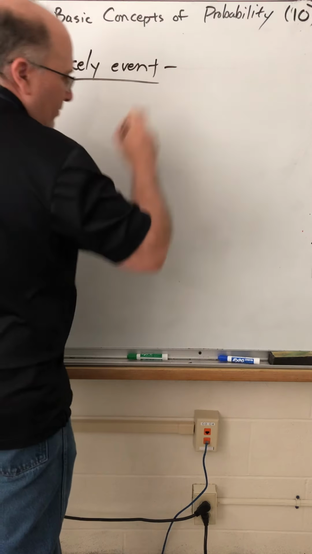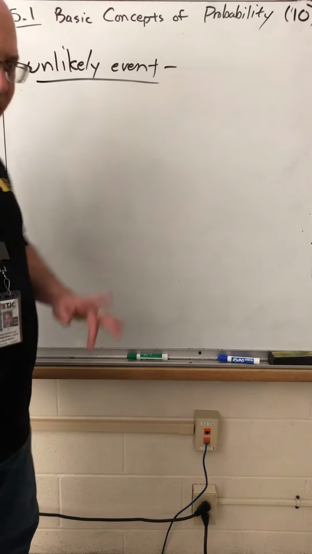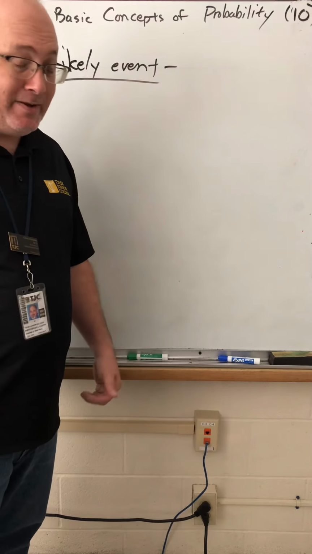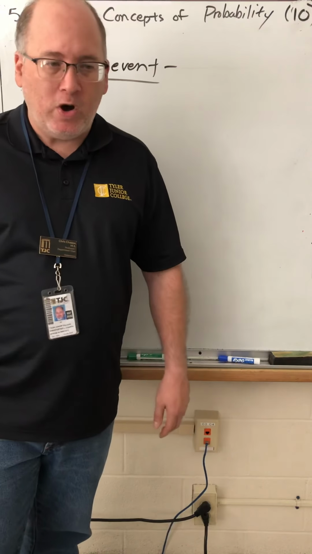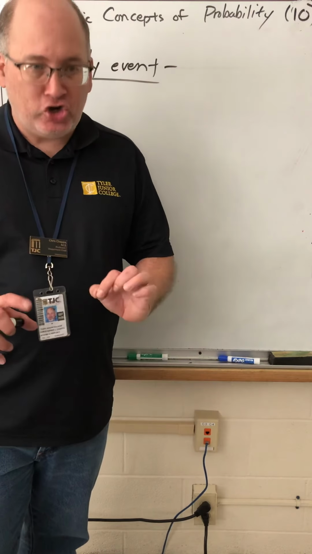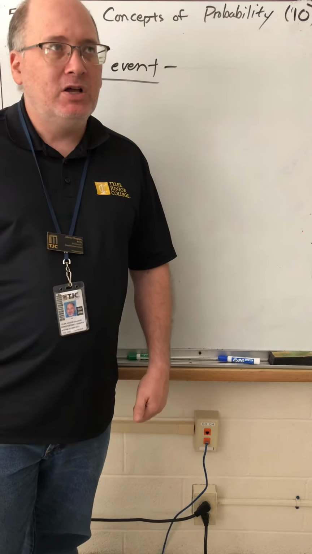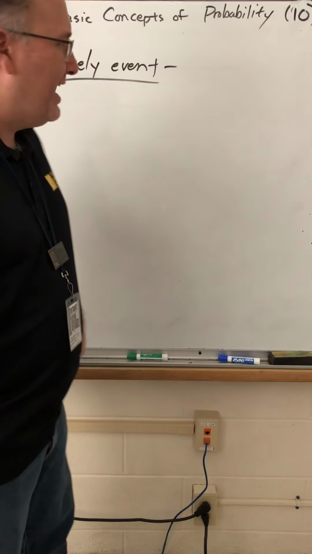We talked about something that can't happen. Its probability is 0. You can call that an impossible event. Or something that must happen. Its probability is 1. We can call that a sure event or a certain event. But what does it mean for an event to be unlikely?